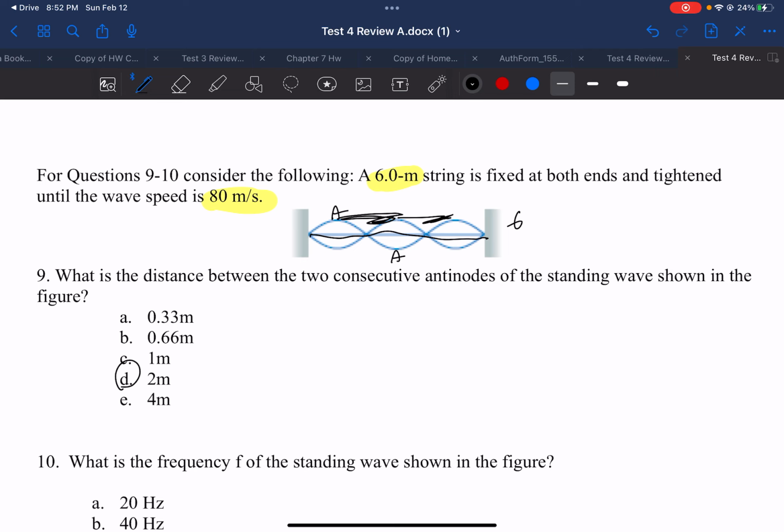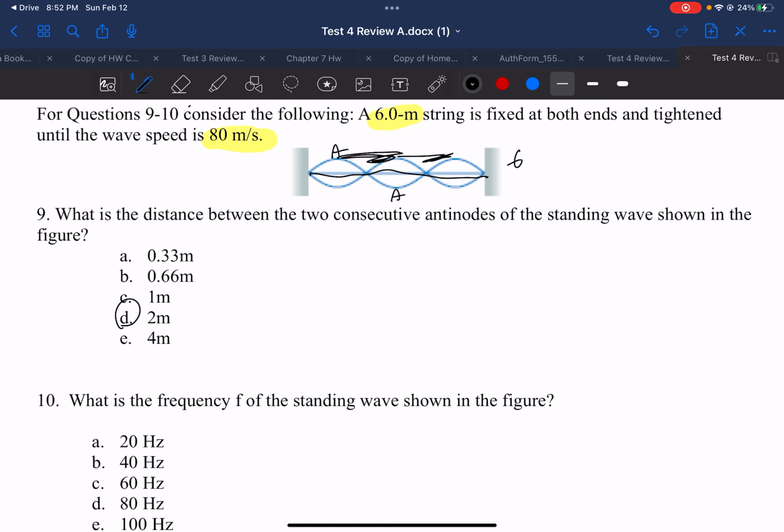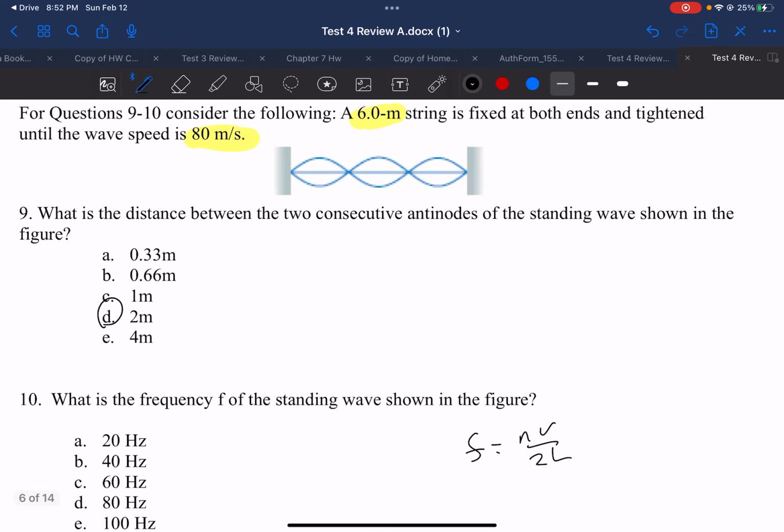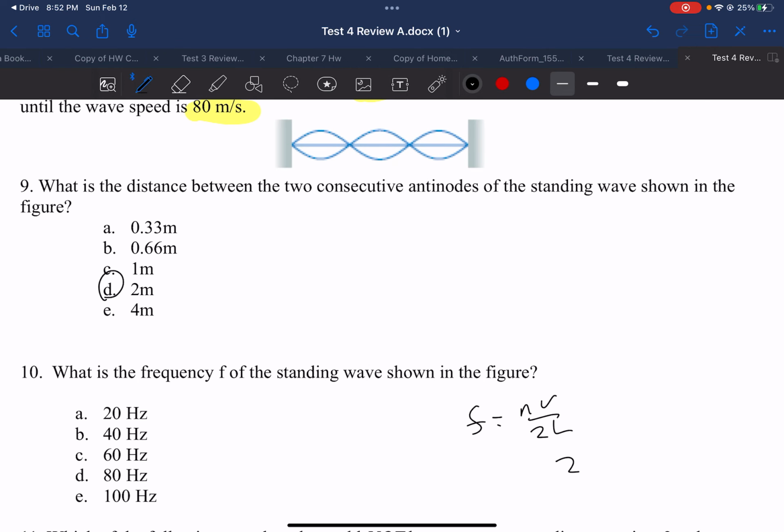What is the frequency of the standing wave shown in the figure? In order to calculate the frequency, we are going to need to use the equation for frequency, which is f equals nv over 2L. L is given to us, v is given to us. Here, let me draw that better. So we have 2 times 6. The v is 80. All we need is n.